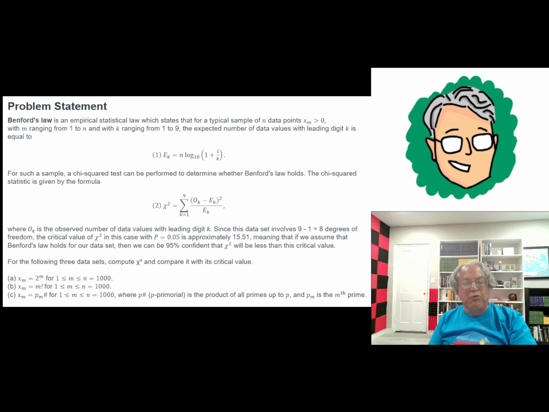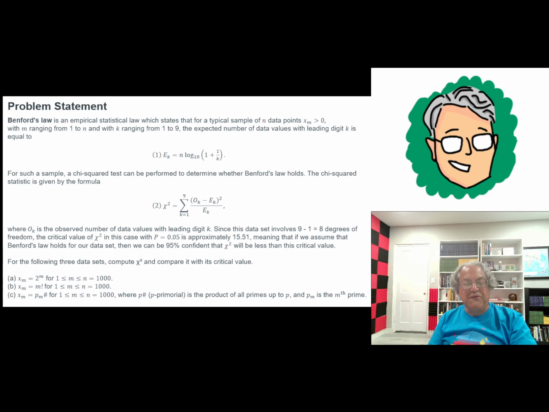I haven't even told you what the things we're testing are. So the problem, I haven't even gotten to the problem yet. I just explained to you about Benford's law and the chi-squared distribution. But now we need some actual data to test it with.